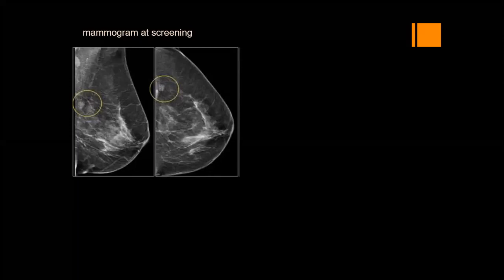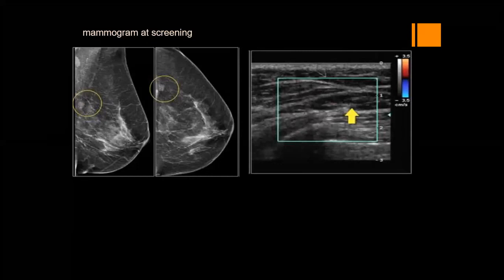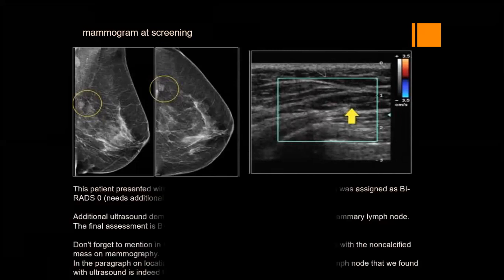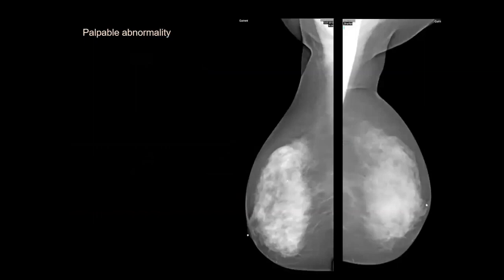So this was before reported as probably benign, but now in screening mammography it is reported as BIRADS 0, and then ultrasound was performed and revealed an intramammary lymph node. So it will be BIRADS 2. Later we are going to discuss how to make sure that we are dealing with the same lesion in the two different modalities, which is essential.